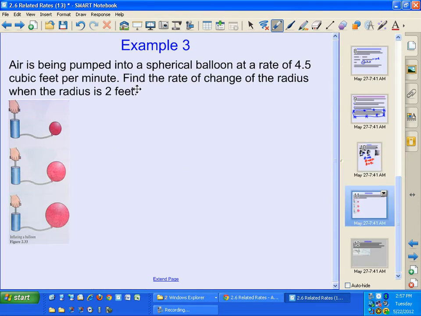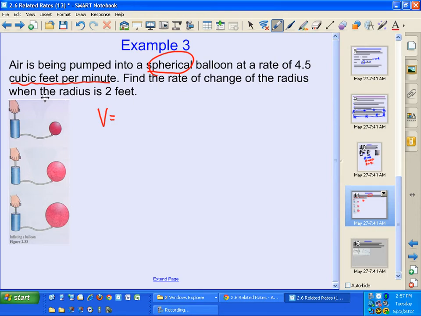So the air is being pumped into a spherical balloon at a rate of 4.5 cubic feet per minute. Okay, cubic feet is a good thing to know, that this is cubic, so that's feet cubed. And whenever we have the measurement cubed, we're dealing with volume. So we're going to have to deal with the volume of a spherical balloon, and we want to find the rate of change of the radius when the radius is 2 feet.